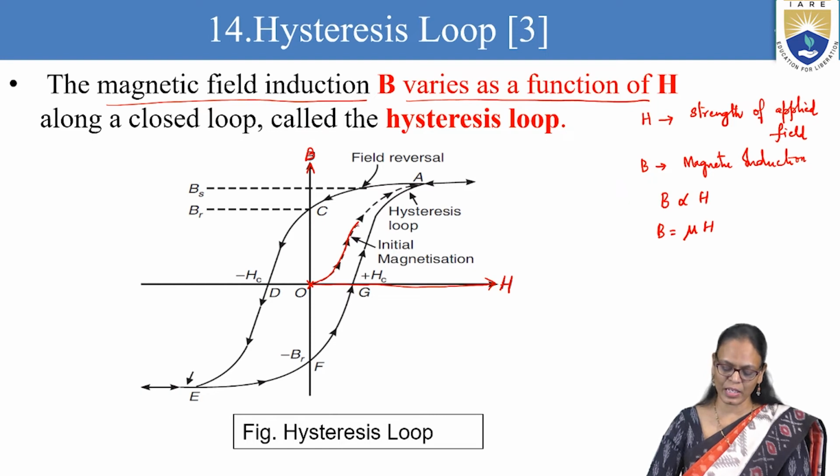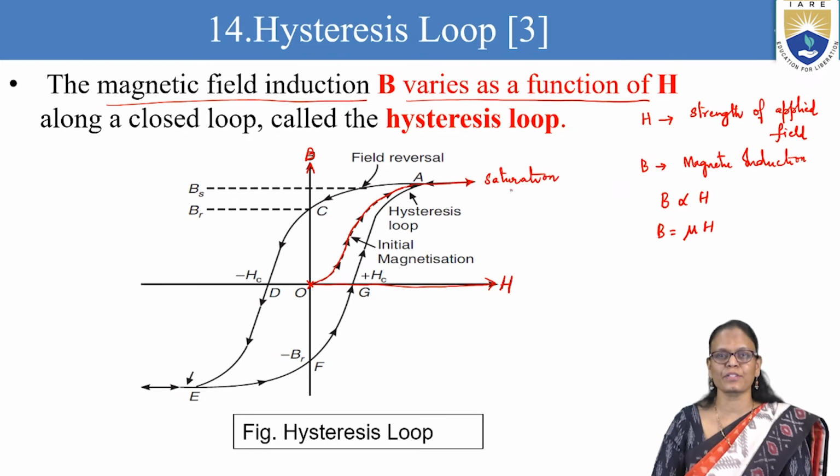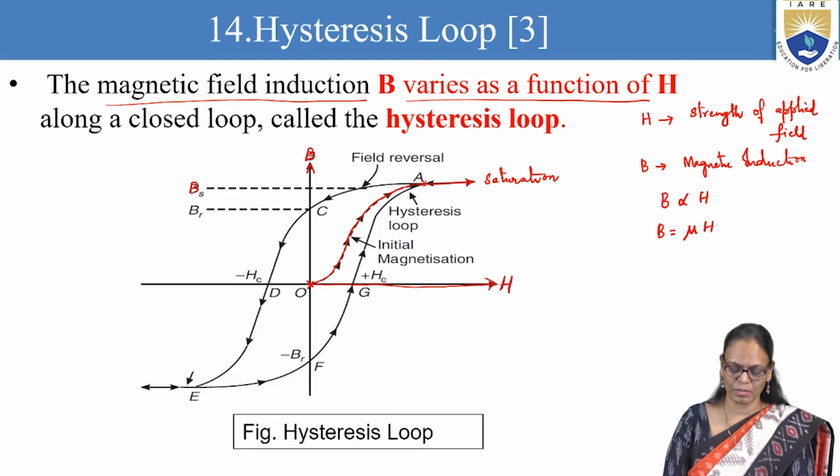Then it increases rapidly. In this region it is increasing rapidly, and after a certain field, it reaches the saturation point. What do we understand by saturation here? Even if we increase the strength of the applied magnetic field, the magnetic induction will not increase. It has reached its saturation. We call this point BS, which represents the saturation magnetization.